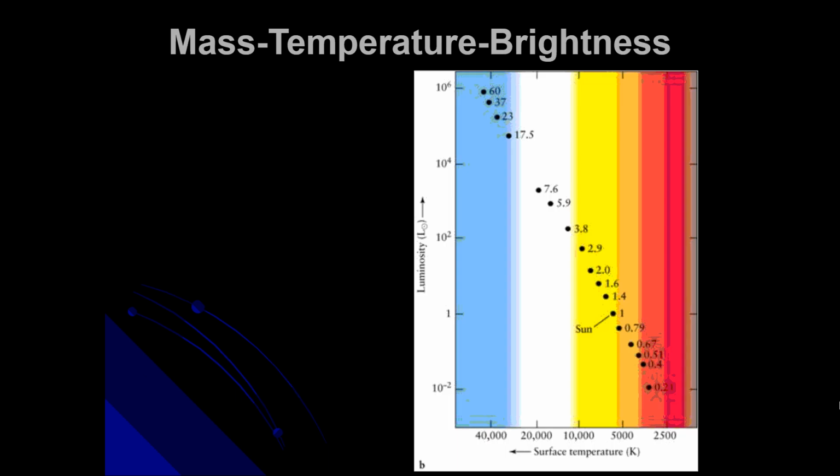Okay, so mass, temperature, brightness also matters. If you look at this, this is looking at the luminosity of the sun, okay? These are smaller and these are larger. Notice how it seems to form this straight line, this diagonal straight line. So smaller stars are cooler and dimmer. Larger stars are hotter and brighter.